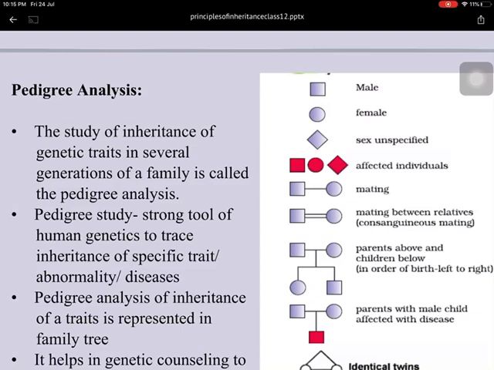So if we have to find out a genetic trait, mostly we use pedigree analysis. Pedigree analysis is a strong tool that helps us to understand human genetics, to trace the inheritance of a specific trait or abnormality or disease. The inheritance of a trait is represented in a family tree, and it also helps in genetic counseling to avoid genetic disorders.